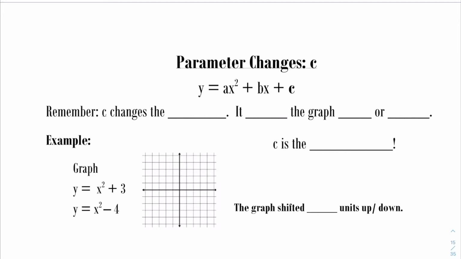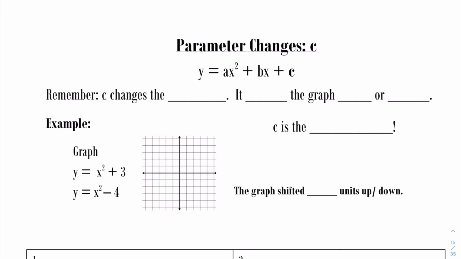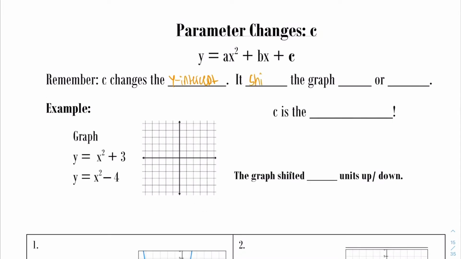Hello everybody, in this video we're going to be talking about more transformations of quadratics, but in this video we're going to be focusing on transformations that involve c. c is going to change the y-intercept. It will shift the graph up or down.